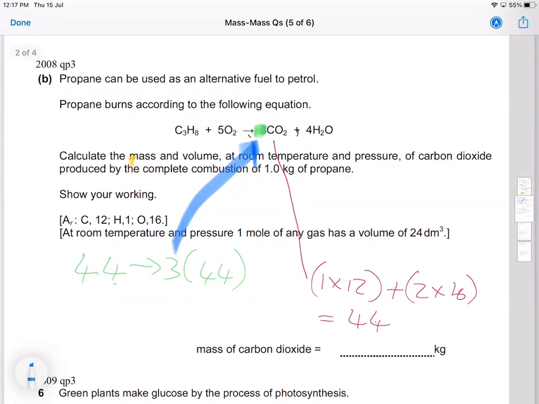Cool. So when you work it out, the ratio turns out to be 44 goes to 132. In other words, like I think you did it yesterday, you simplified it. You said the ratio would then be 1 to 3.